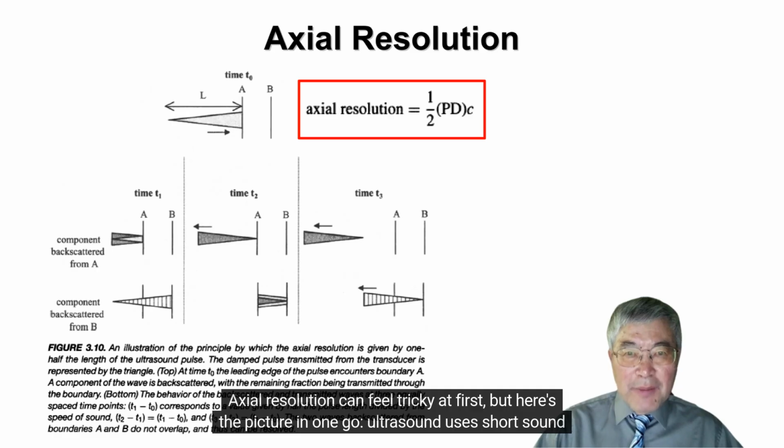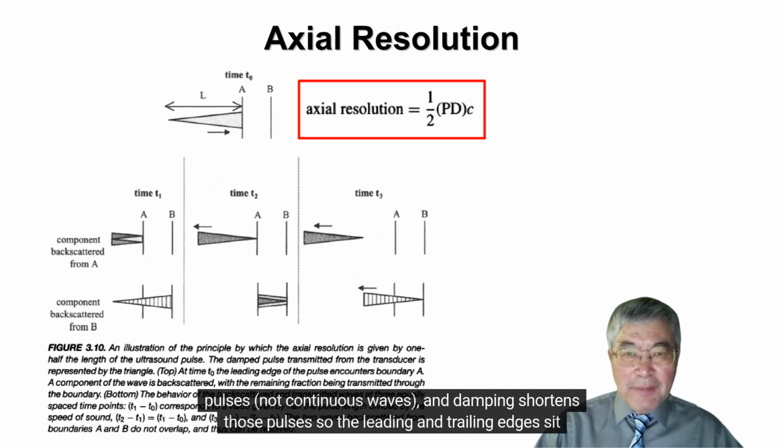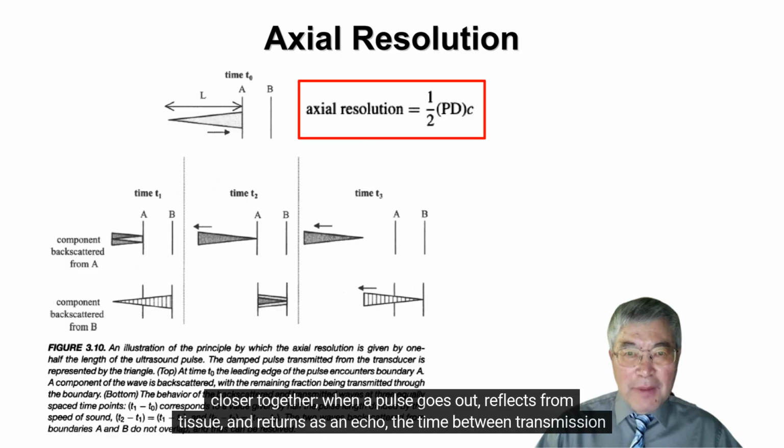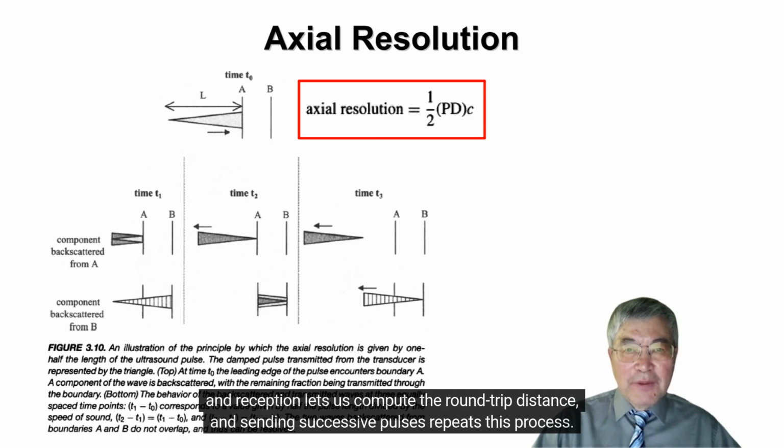Ultrasound uses short sound pulses, not continuous waves, and damping shortens those pulses so the leading and trailing edges sit closer together. When a pulse goes out, reflects from tissue, and returns as an echo, the time between transmission and reception lets us compute the round-trip distance, and sending successive pulses repeats this process.